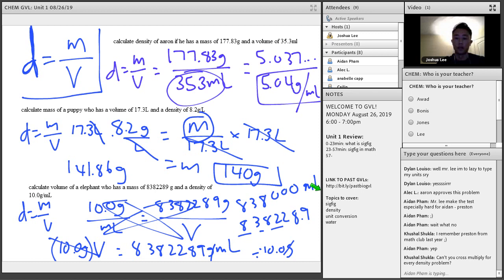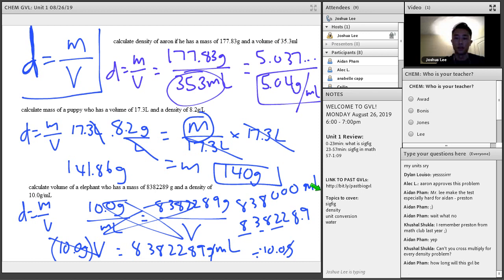$57 to an hour and 9. How long will this GVL be? We're almost done. Unit conversion and water is going to be pretty quick.